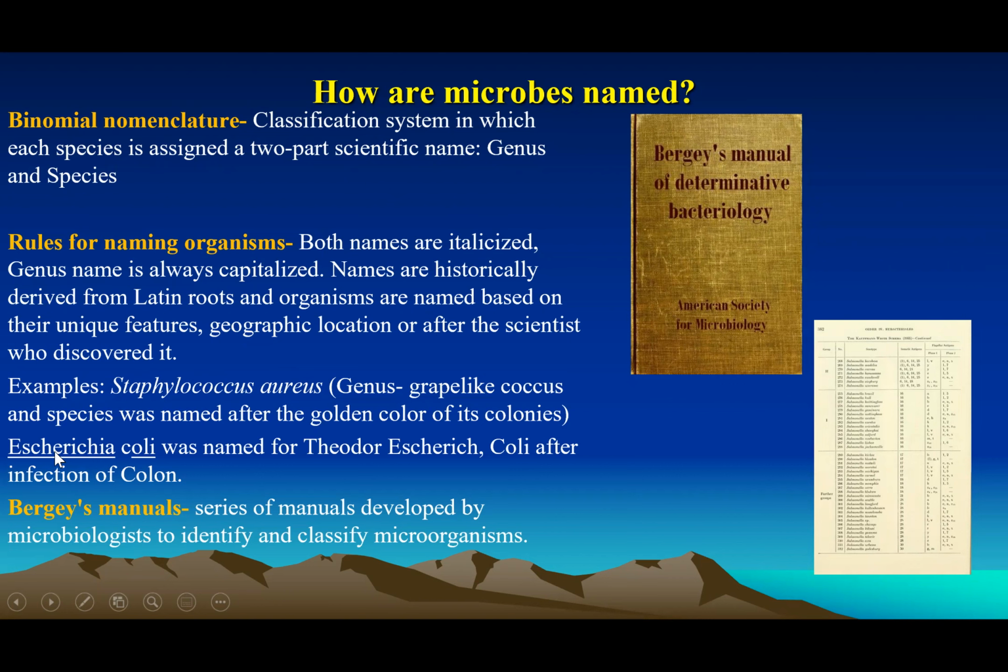For example, Escherichia coli was named after Theodore Escherich, who discovered it. Coli stands for colon, where it infects or where it thrives. Staphylococcus aureus. Coccus means like bunches of circles or grapes-like. Aureus means like a golden color. The colony is golden color.